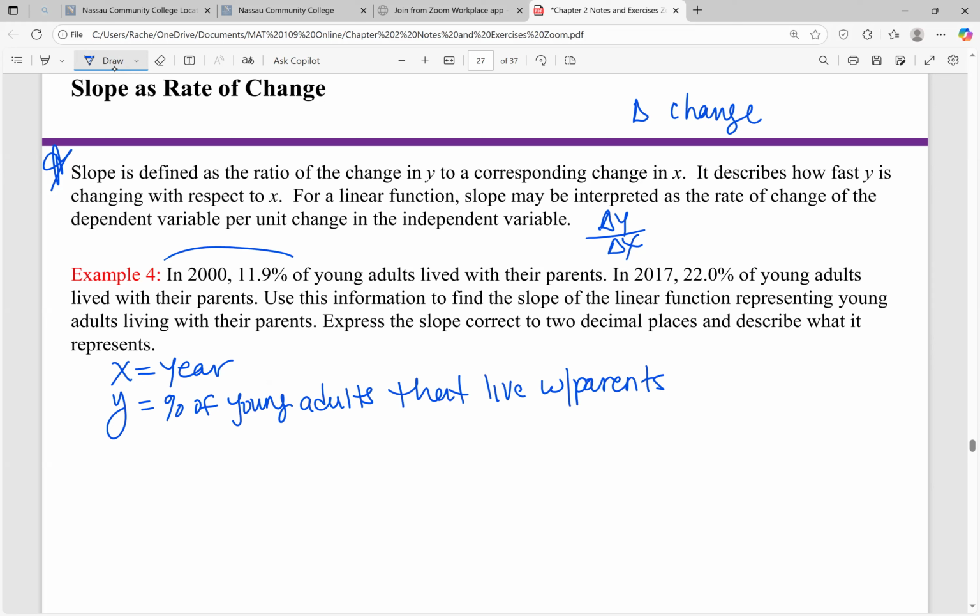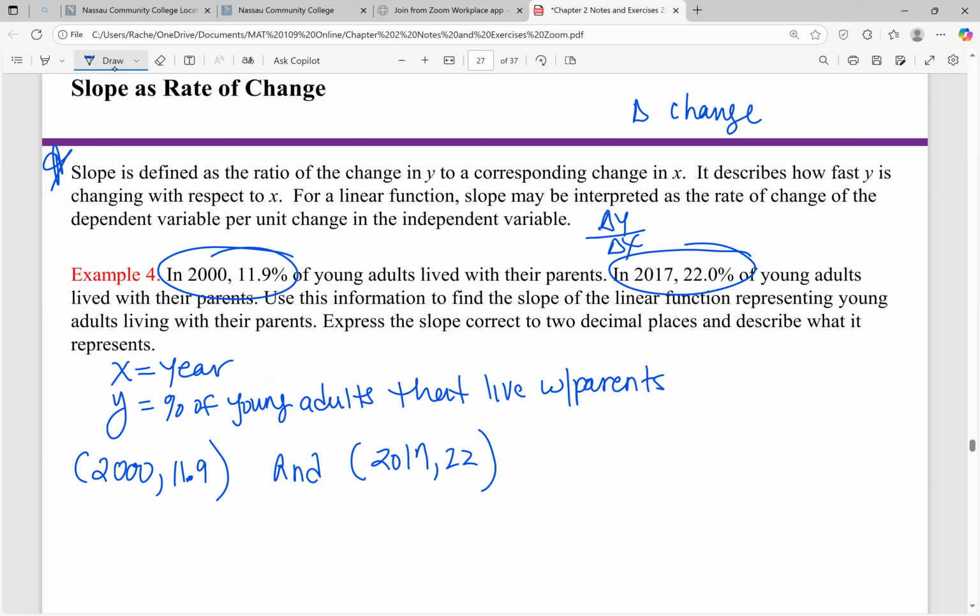So we could write each one of these pieces of information as an ordered pair, right? So X is year. So in 2000, 11.9% of young adults live with their parents. And we also know that in 2017, 22% of young adults live with their parents. Let me just rewrite this over. So we could think of these 2 pairs as x1, y1 and x2, y2.